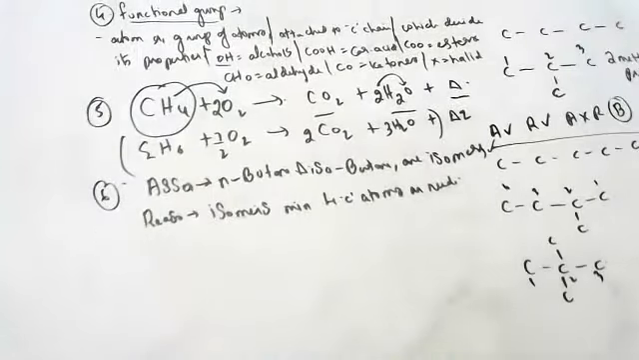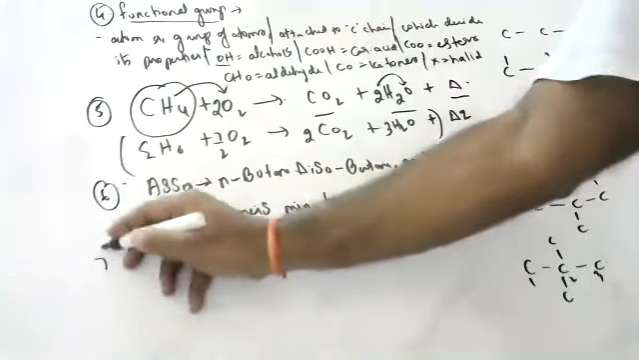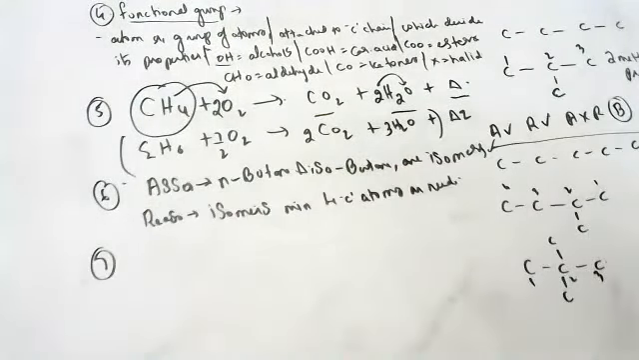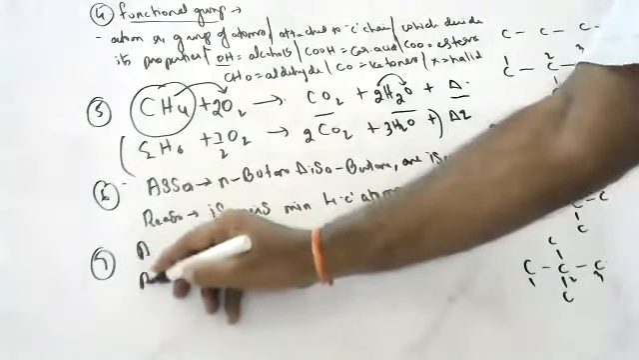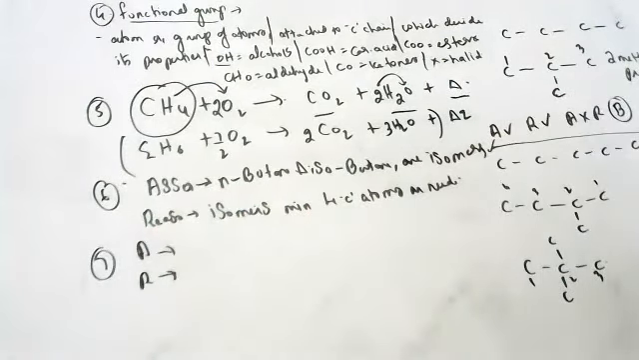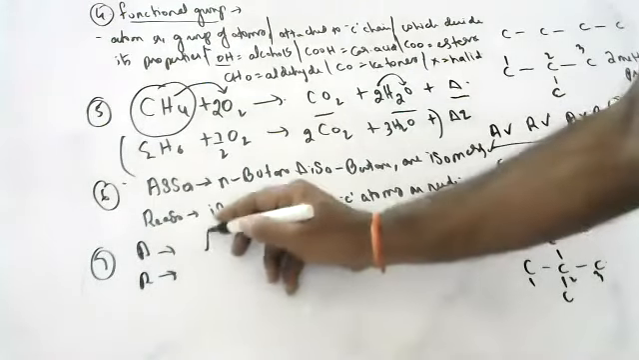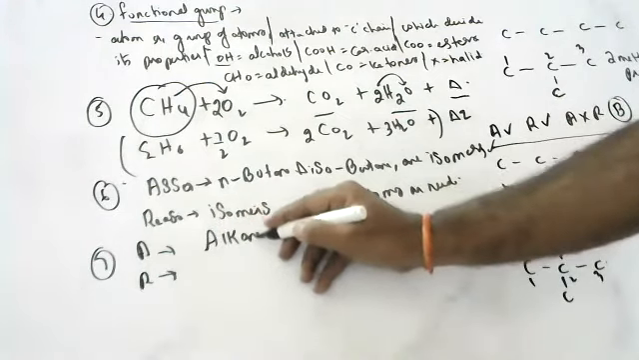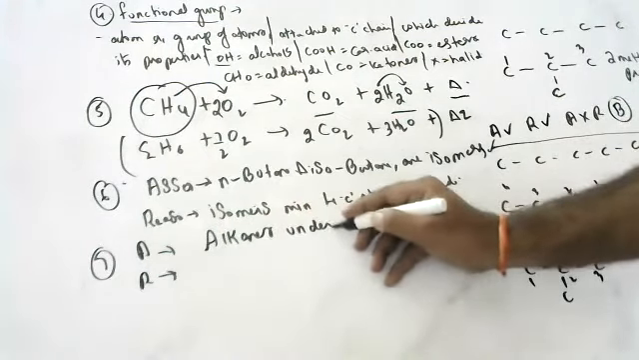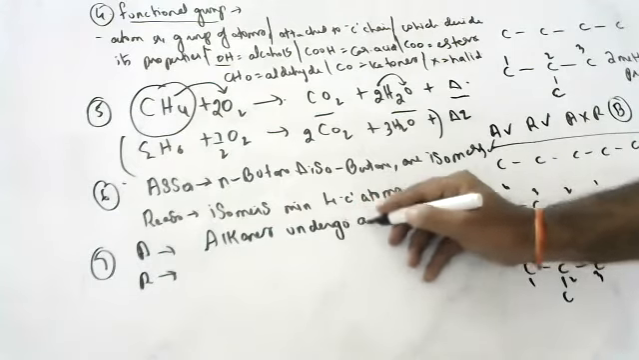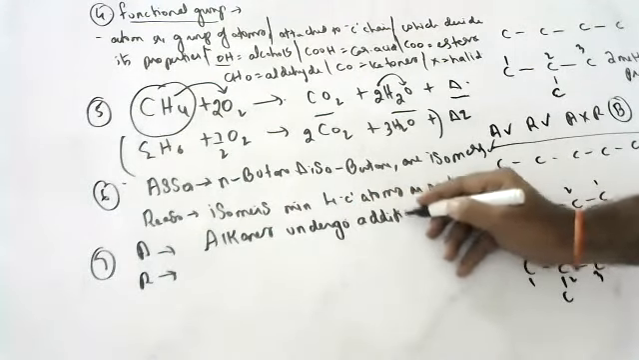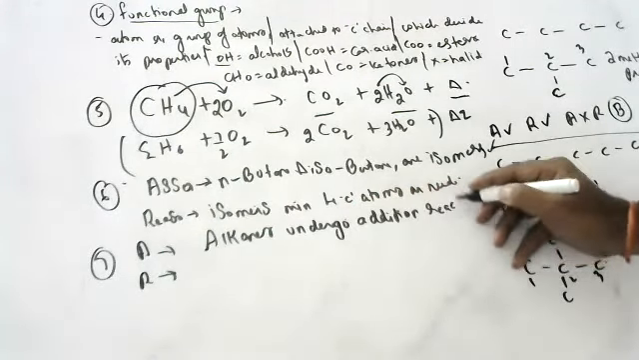Okay, children. So next, one more question. One more assertion and reasoning question, children. Please all of you listen. He's saying alkanes undergo addition reaction. Is it correct, children?